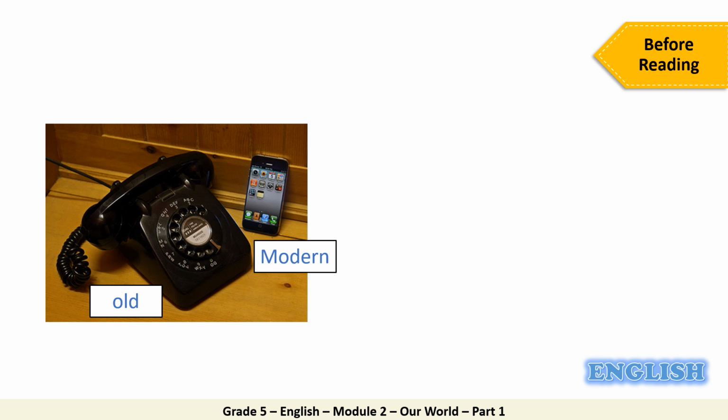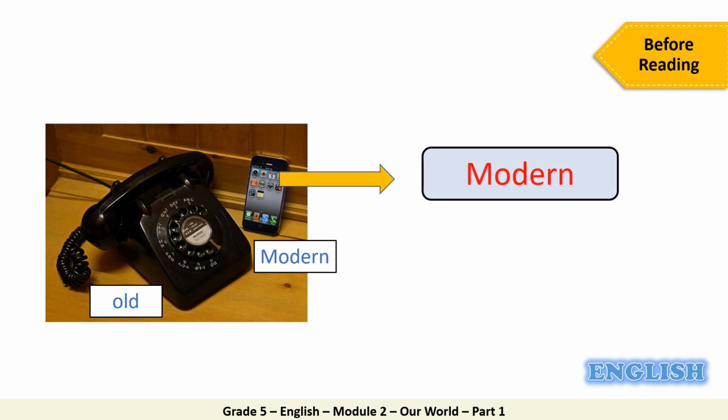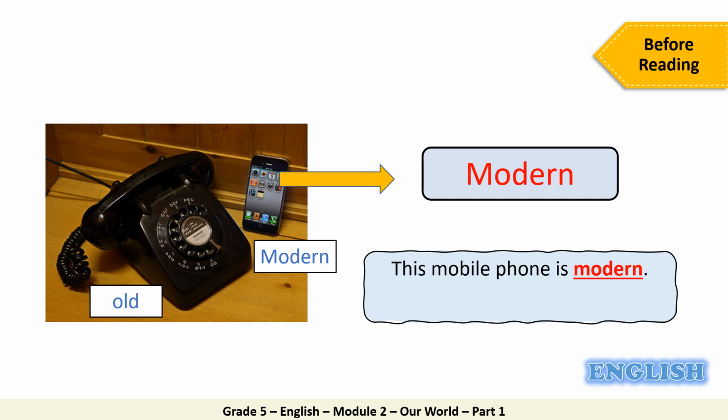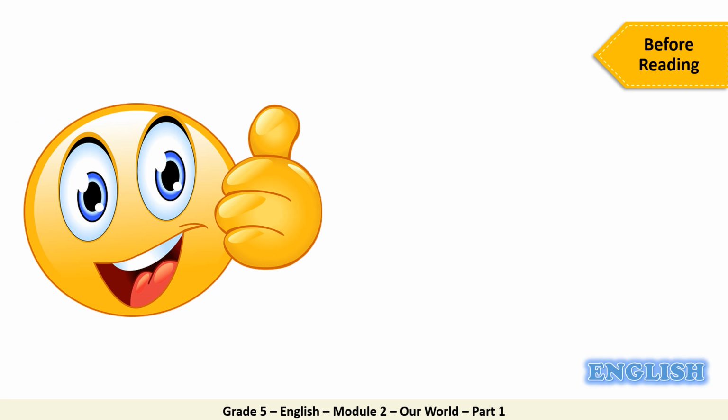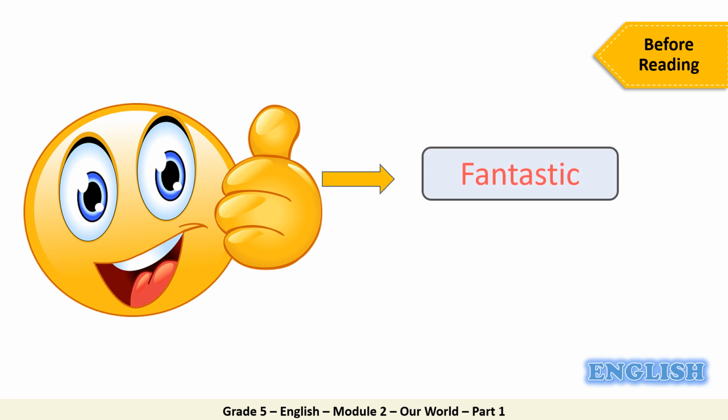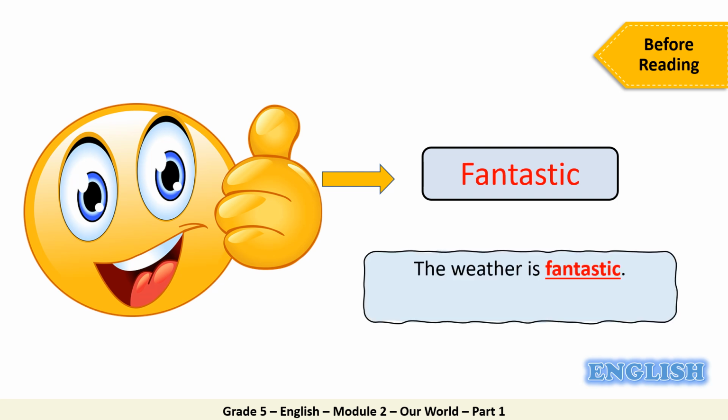Look at these two phones. How can you describe them? Which of them was used in the past and you cannot see anymore? Well, one is old and the mobile phone is new or modern. For example, this mobile phone is modern. This word means great or incredible. The word is fantastic. For example, the weather is fantastic.